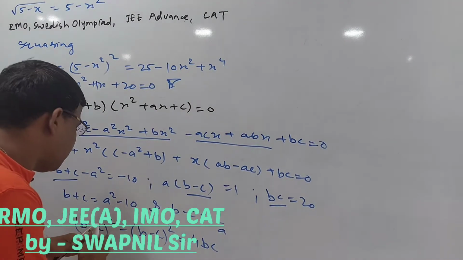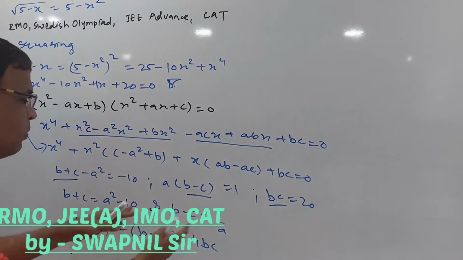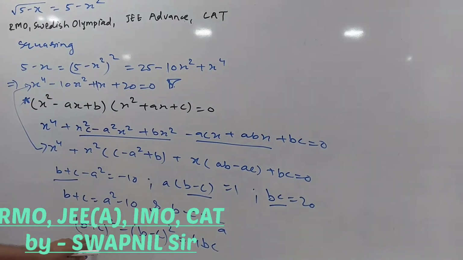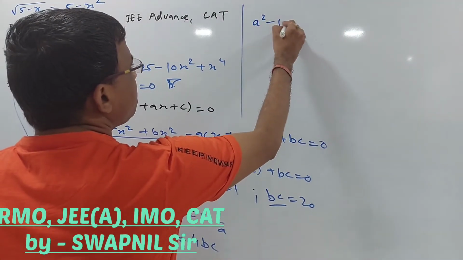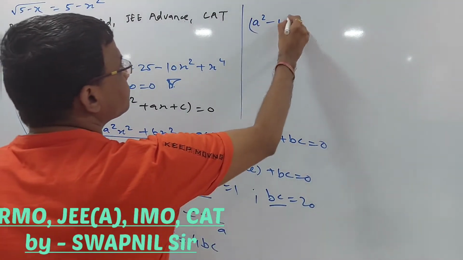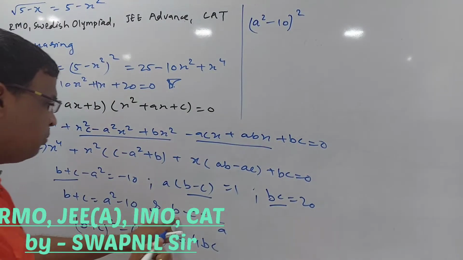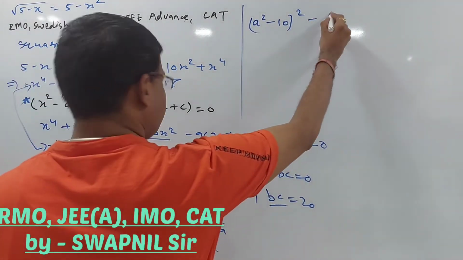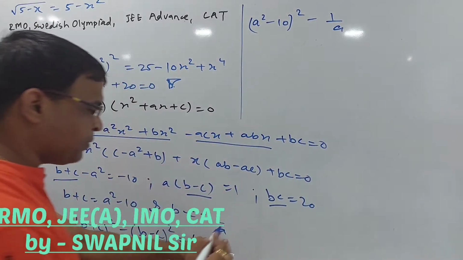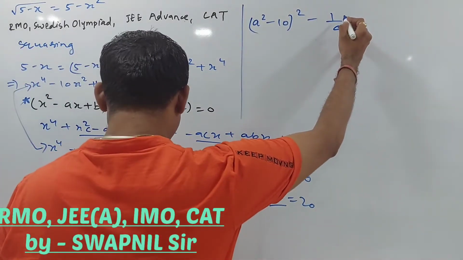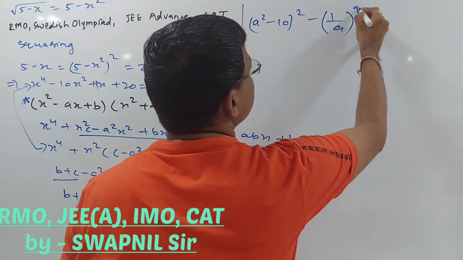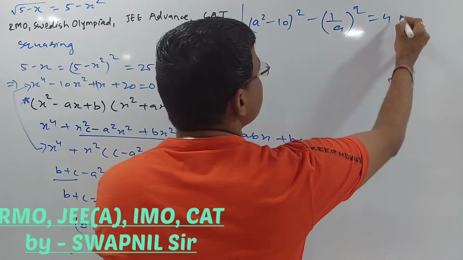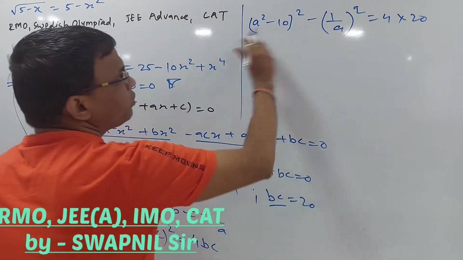So now I am replacing everything in terms of a, because b plus c and b minus c are in terms of a. Let me write it down. b plus c whole square is a square minus 10 whole square. Minus b minus c whole square, whose value is 1 upon a, so 1 upon a square. And that gives me 4bc, so 4 into the bc value, which is 20. Fine. Let me expand this.